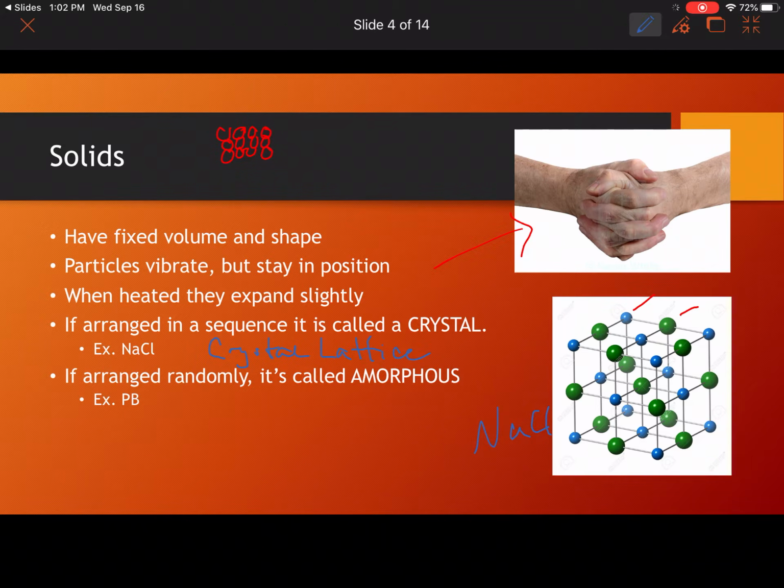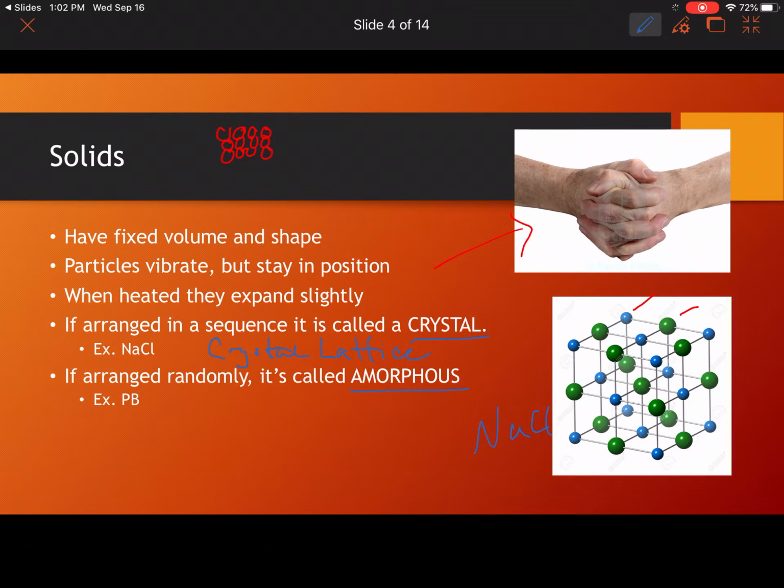Now, if the particles are arranged randomly, it's called amorphous. Make sure you can understand the difference between crystal and amorphous. Crystals, obviously, like when you look at a grain of table salt, it's a crystal, it's very beautiful. Amorphous things are not going to have that kind of clarity. Light's not going to be able to be reflected from it.